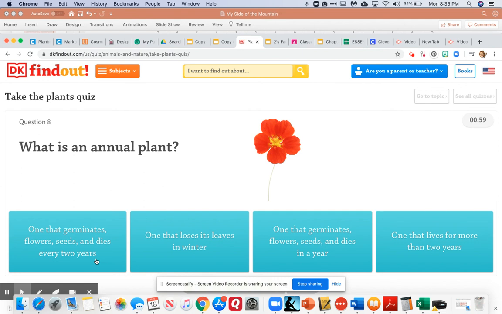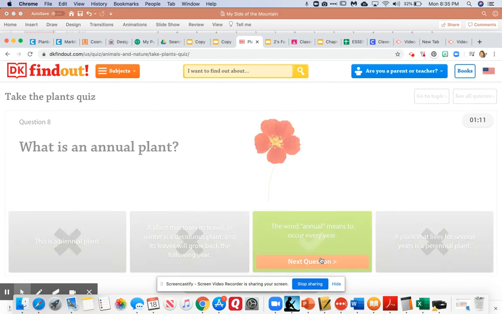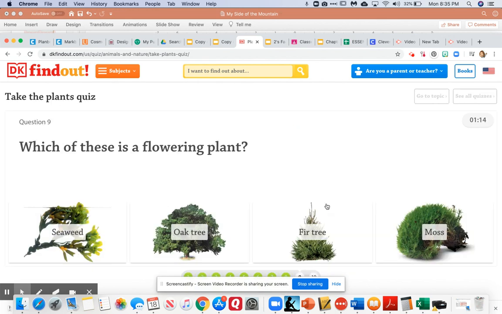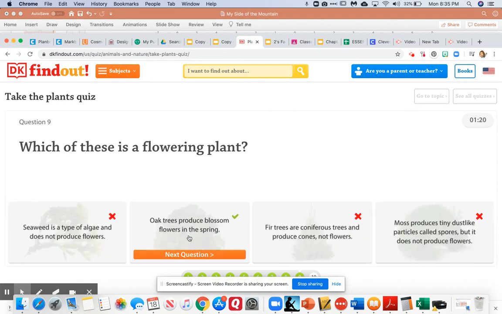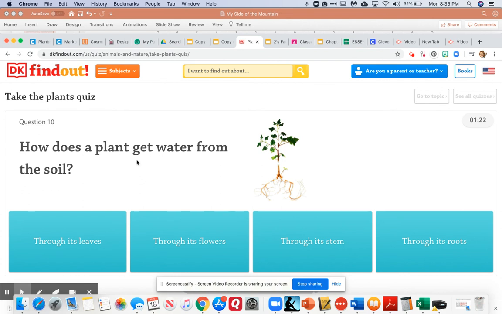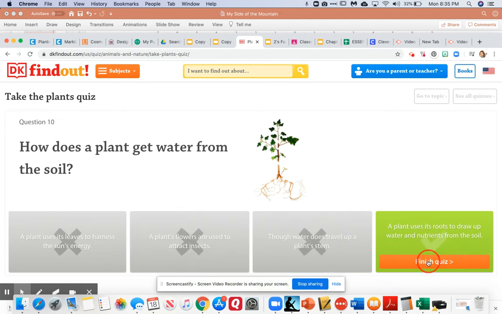What is an annual plant? It says when that germinates, flowers, seeds, and dies every 2 years. When it loses its leaf in the winter, dies in a year. Yeah, it dies in a year. It's an annual. Which of these is a flowering plant? Oh my, I'm going to go with an oak tree. How does a plant get water from the soil? Through its roots.